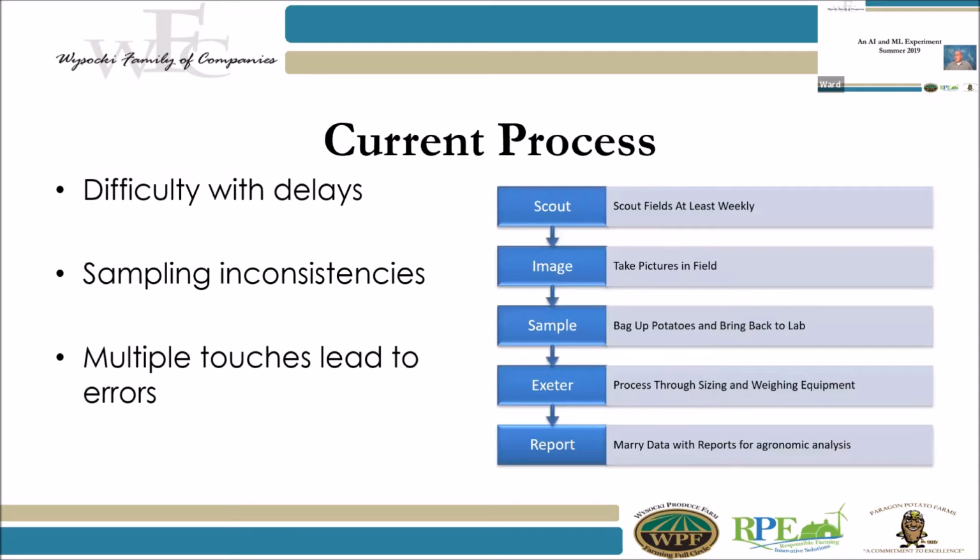The current process, if you look on the far right side: we go to the field, we walk through the field, we take pictures, we bag up some samples, and we take those back to a machine called the Exeter that I'll show you a picture of in a minute. After it runs through that machine, we marry the data together for the reports for agronomic analysis. Here's the problem.